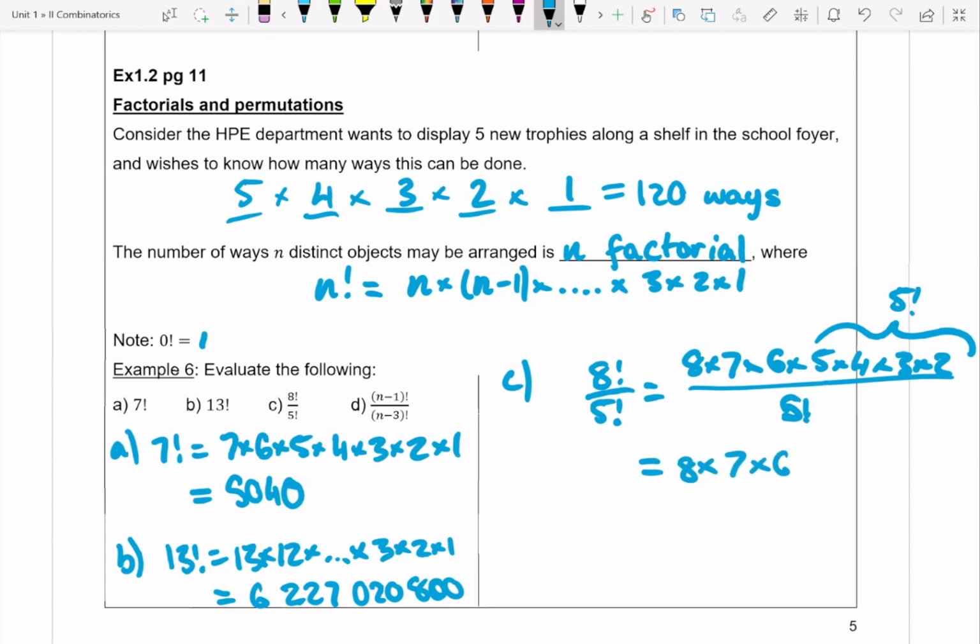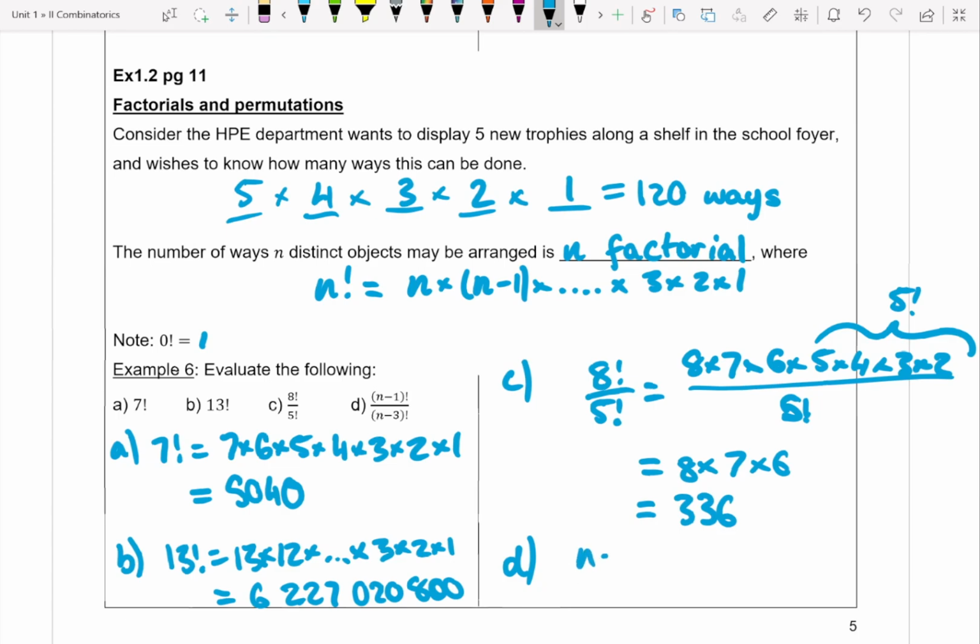7 times 6. This will be extremely useful later on for when we're looking at not picking all of the trophies in the shelf or all of the numbers out of 13. If we're just picking 3 of them, we'll have to be using this property. But we'll look into that in more detail in later videos. So 8 times 7 times 6 is just going to give us 336.